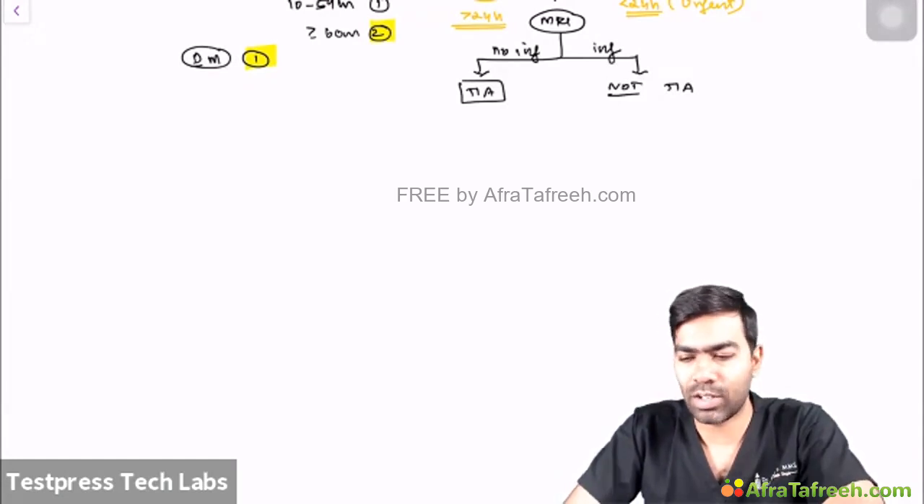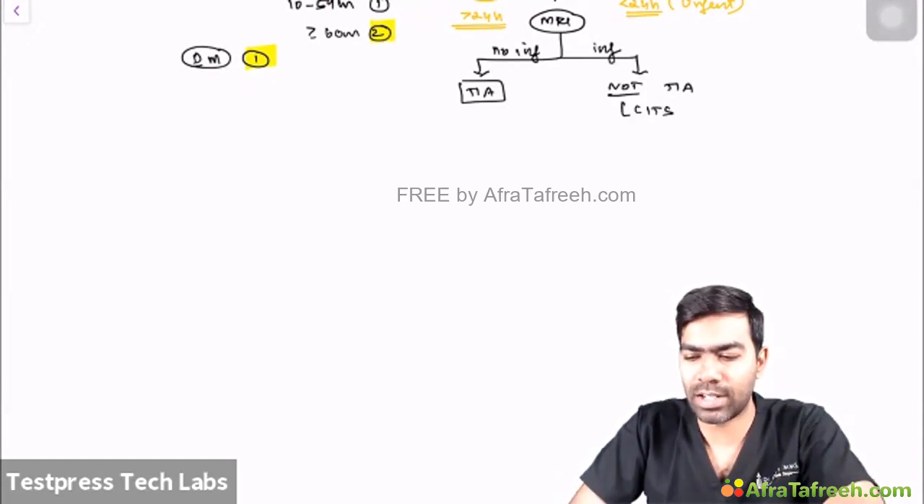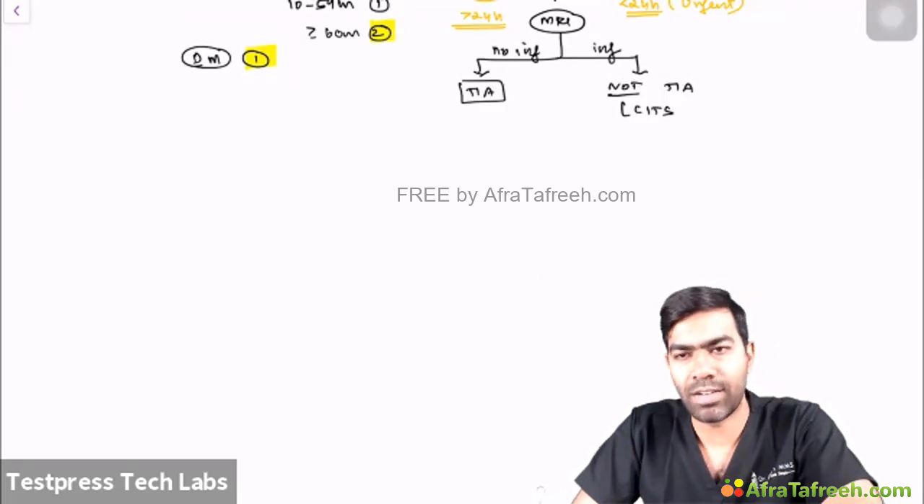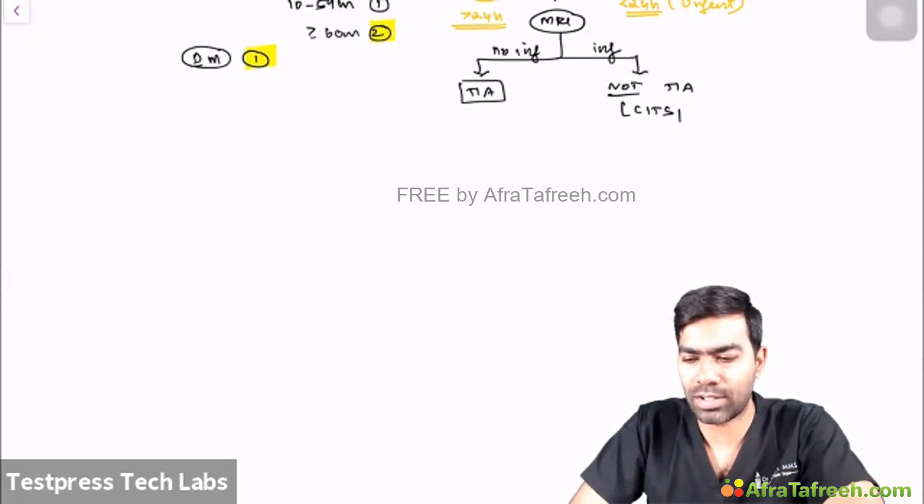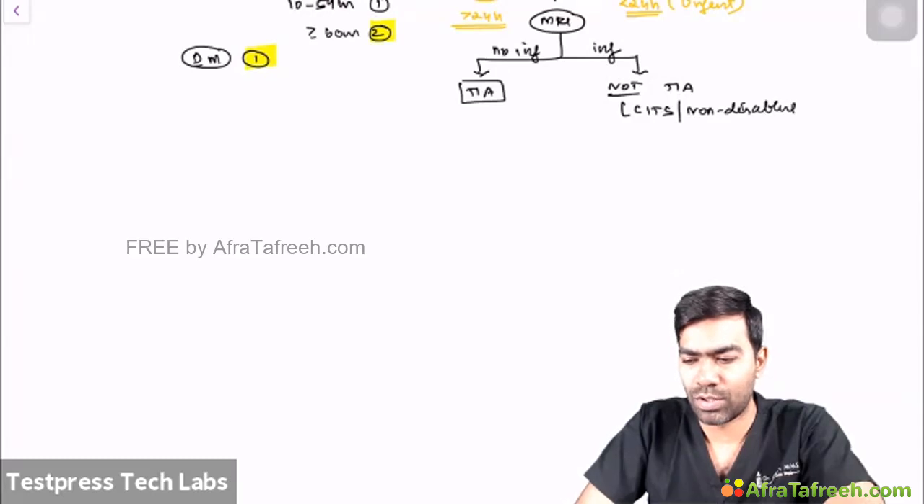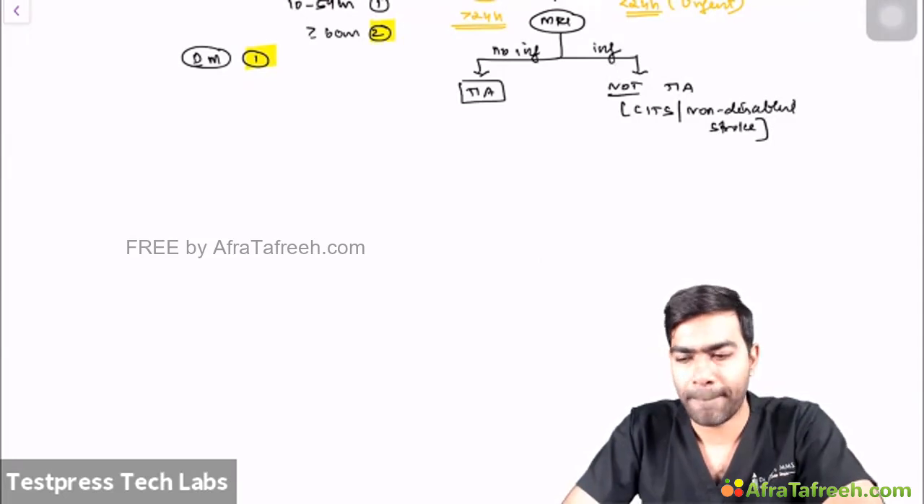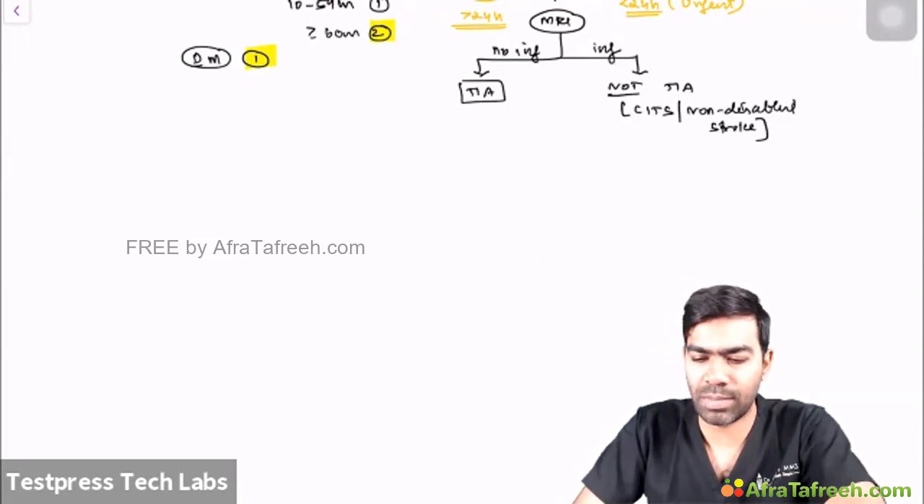So in that setting, you'll be diagnosing something called CITS, a cerebral infarction with transient signs, or you can even call it a non-disabling stroke. But it's a stroke, it's not a TIA if the MRI shows an infarct. But nevertheless, both will be managed in a similar way.